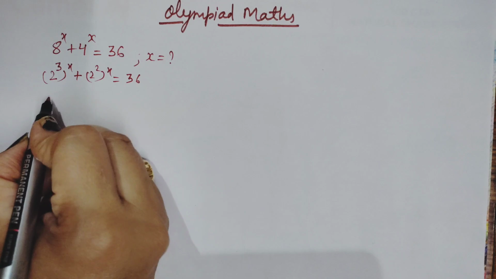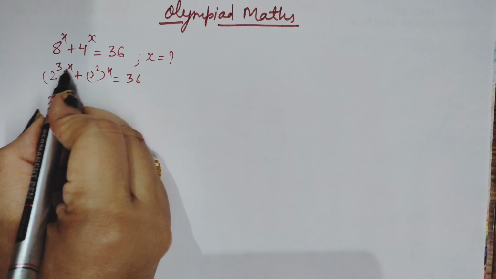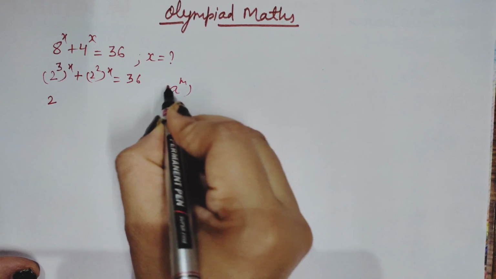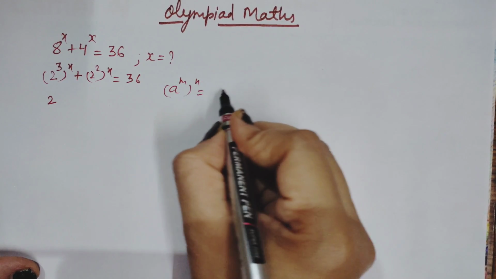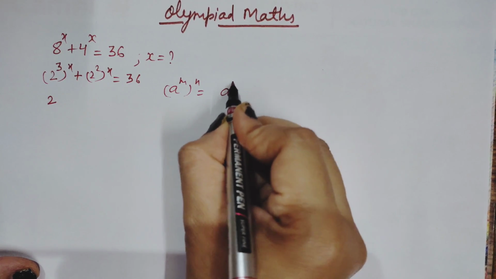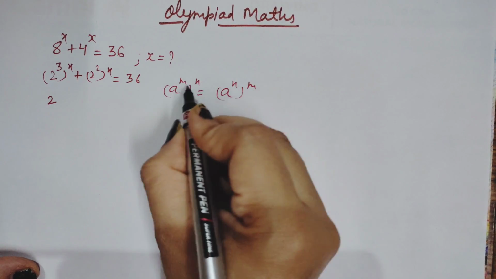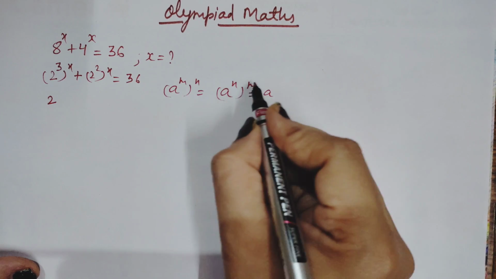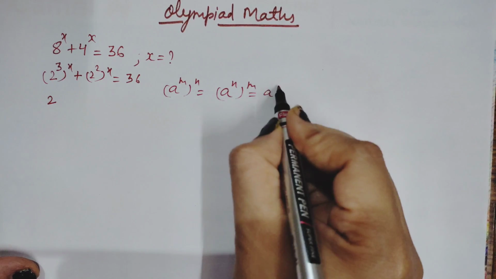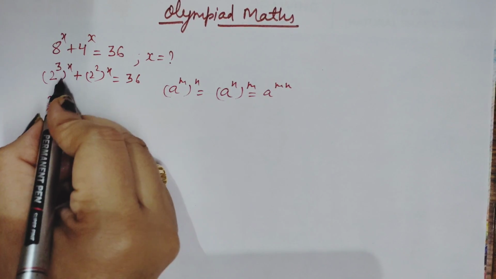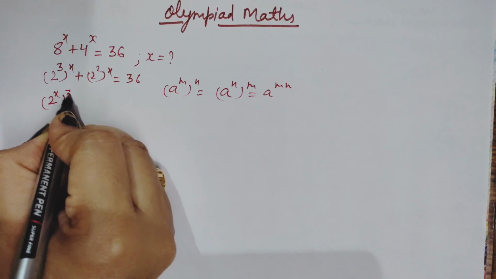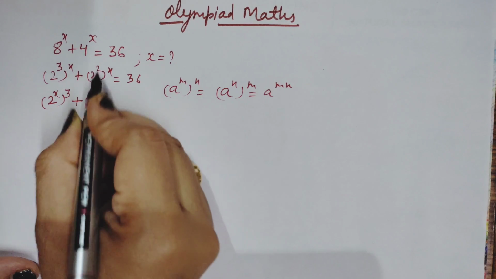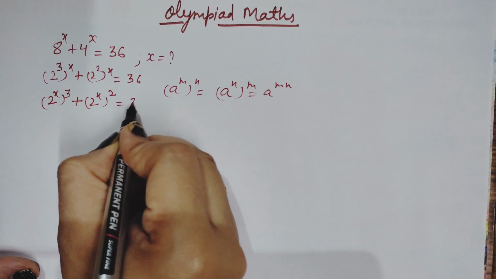Okay. Now this is 2 power 3, so can we exchange this power according to the law of exponents? If we have a power m whole power n, we can exchange the power and write a power n whole power m. Just exchange the power, so the answer should be the same in both cases, mn or nm. So x is inside and 3 is outside, and here also (2 power x) whole power, this 2 is outside, equals 36.